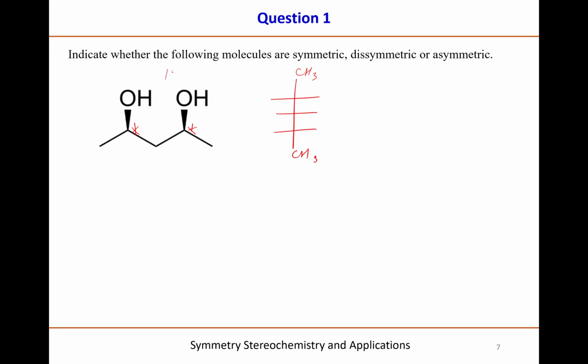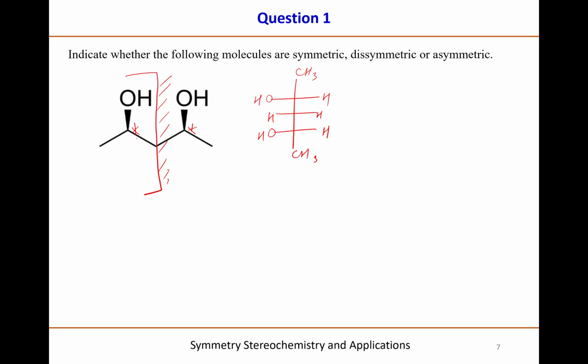If I am imagining the molecule from the top side, this OH is on my left side. Then again this OH is on my left side. H, H, H, H. Now, can you see here a plane of symmetry? If I pass the plane from here, these two halves are the same, right?